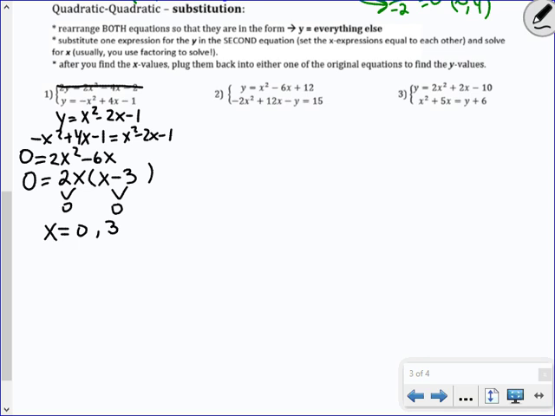Alright, so I have two x's, it means I have two solutions, that means I need to have two y's. How do I find the y's? Take your 0 and your 3 and plug them in. It doesn't matter which equation you plug them into, just make sure that you're being really careful. I personally am going to plug them into this one that we got from dividing everything by 2. 0 squared minus 2 times 0, all this is 0, minus 1, that gives me a negative 1. And then when I plug in 3, that's 9 minus 6, 3, minus 1 is 2.